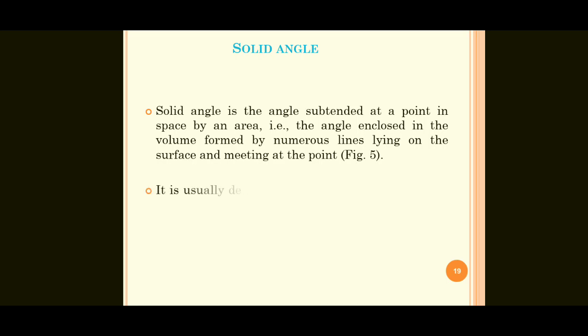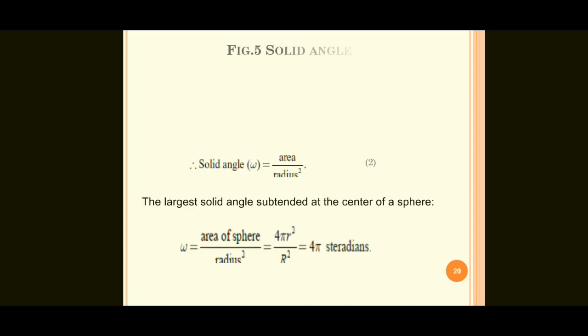So next one. It is usually denoted by the symbol omega and is measured in steradian. Before, plane angle was measured in theta. Plane angle is theta, measured in degrees or radians. Solid angle is represented by omega and it is measured in steradian. So figure 5 is the solid angle.